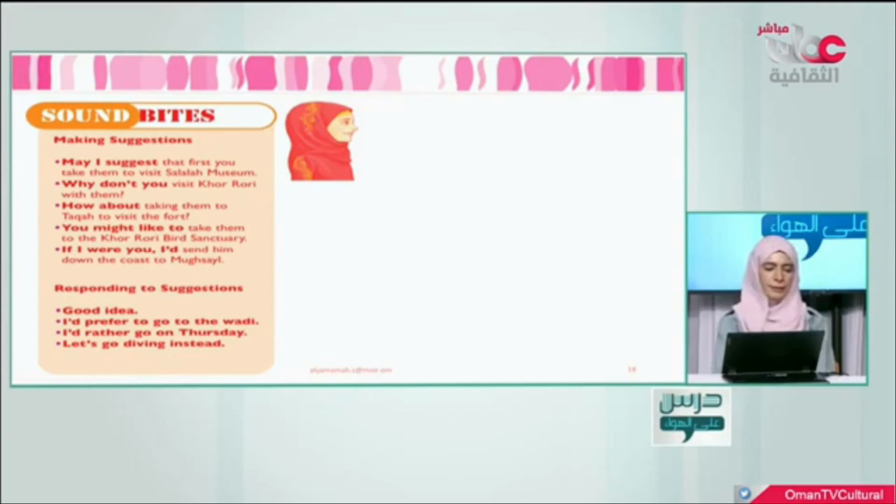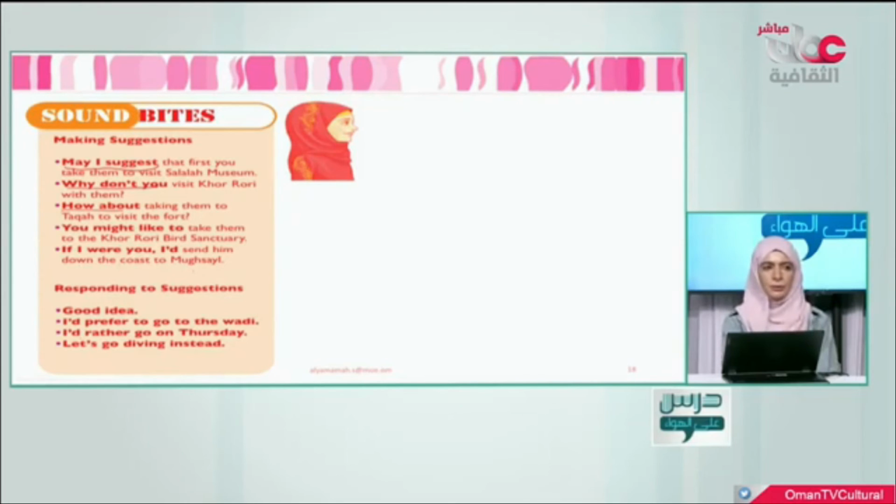Here we got some different items. May I suggest that first you take them to visit Salala. May I suggest? Then we have, why don't you? Giving the opinion in a polite way. How about, still referring to the idea using positive phrases without insisting or forcing someone to be convinced by your opinion. You might like to take them to the Horori Bird Sanctuary. If I were you, I would send him down the coast to Marseille.